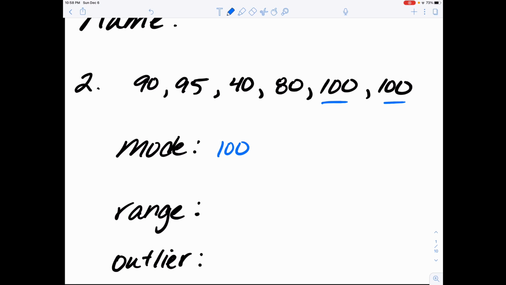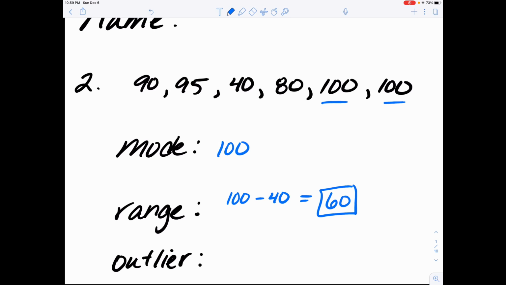The range is acquired by taking the largest value, in our case it's 100, and then we're going to subtract the smallest value, which in our case is 40. So the range of this data set, the spread, so to speak, of this data set goes from 40 all the way up to 100, which is a range of 60.